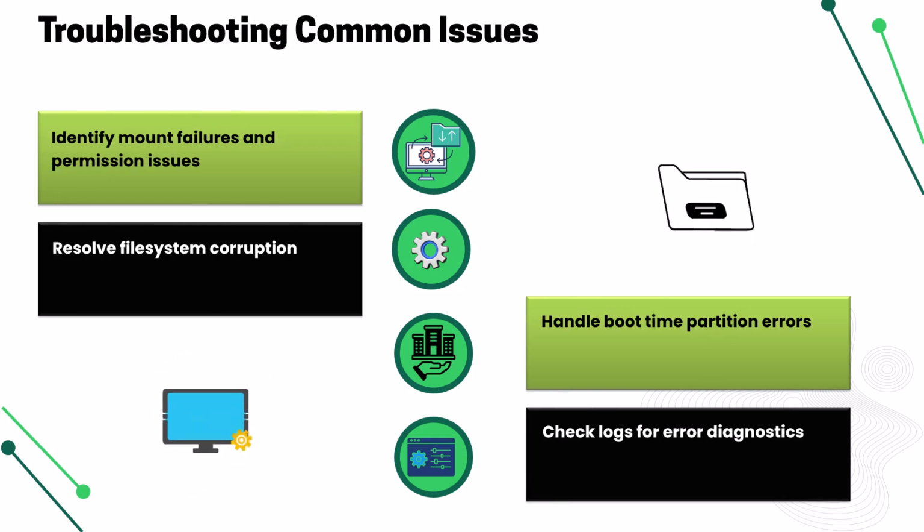Troubleshooting, every admin's least favorite but most necessary skill. We start with common issues like mount failures and permissions. Always double check them. File system corruption, we've got commands to fix that. Boot time errors can be tricky, but logs are our best friend here. With the right approach, even the scariest errors become solvable puzzles.